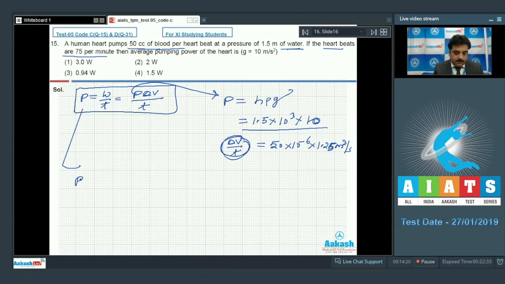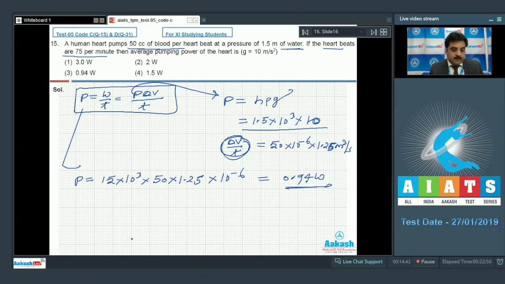Now I am going to use this P. So first I would like to place the value of P dV. So that is 15 into 10 to the power 3, times 50 into 1.25 into 10 to the power minus 6. On solving, you will get 0.94 watt. So by this analysis, we can say my option number 3 will be the right choice. So let's move on to question number 16.